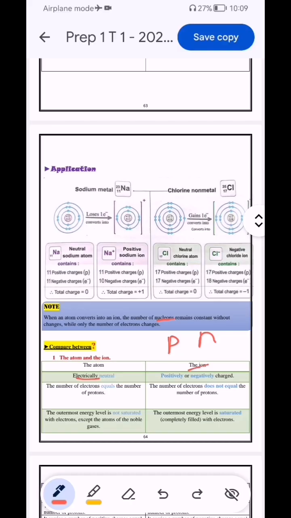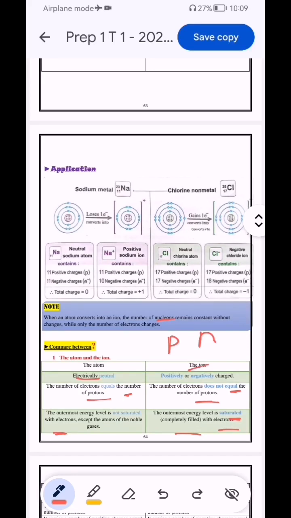Number 2: in the atom the number of electrons equals the number of protons, so it's electrically neutral. But in the ion, the number of electrons doesn't equal the number of protons. Maybe more, maybe less. More in what? In non-metal, the negative ion, and less in the positive ion. In the atom, the outermost energy level is not completely filled with electrons, except noble gases. But in the ion, the outermost level is saturated, that means completely filled with electrons.